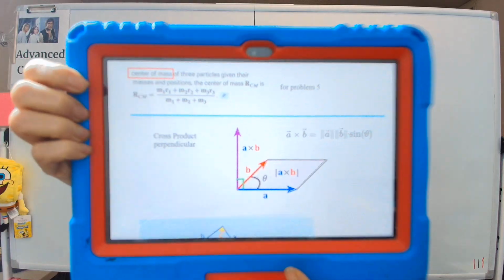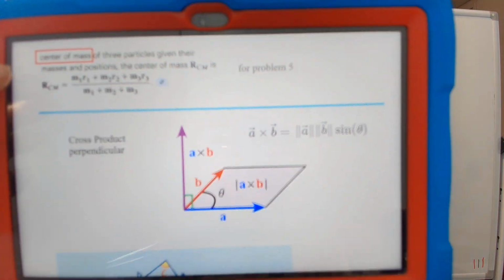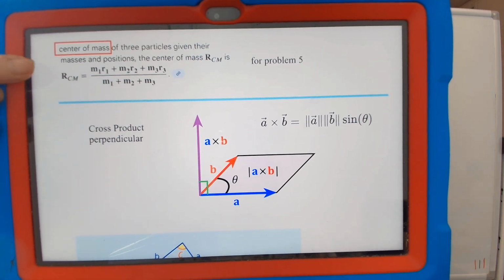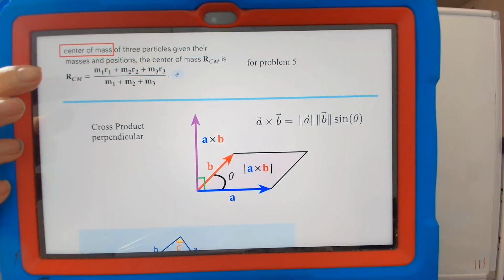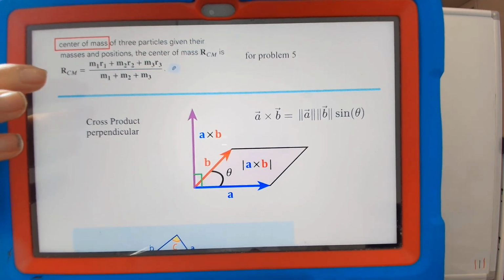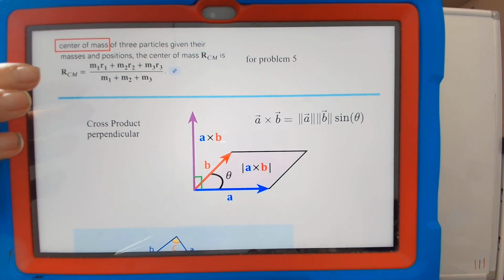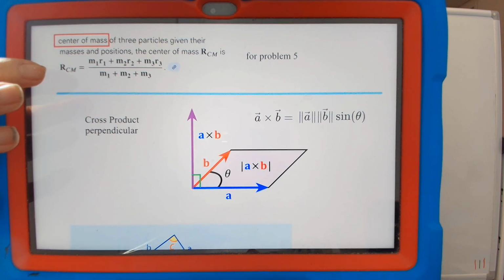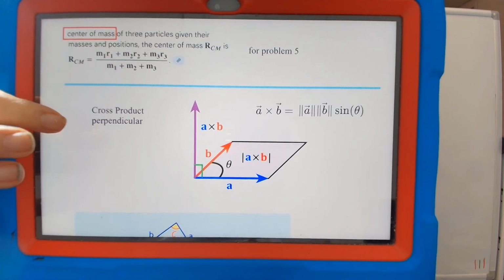And this is the center of mass formula, which we will need at one point for problem 5. Just take a quick look at it. That's also covered in Calculus 3 or in physics, or you can just look this formula up, okay? We just need that formula.